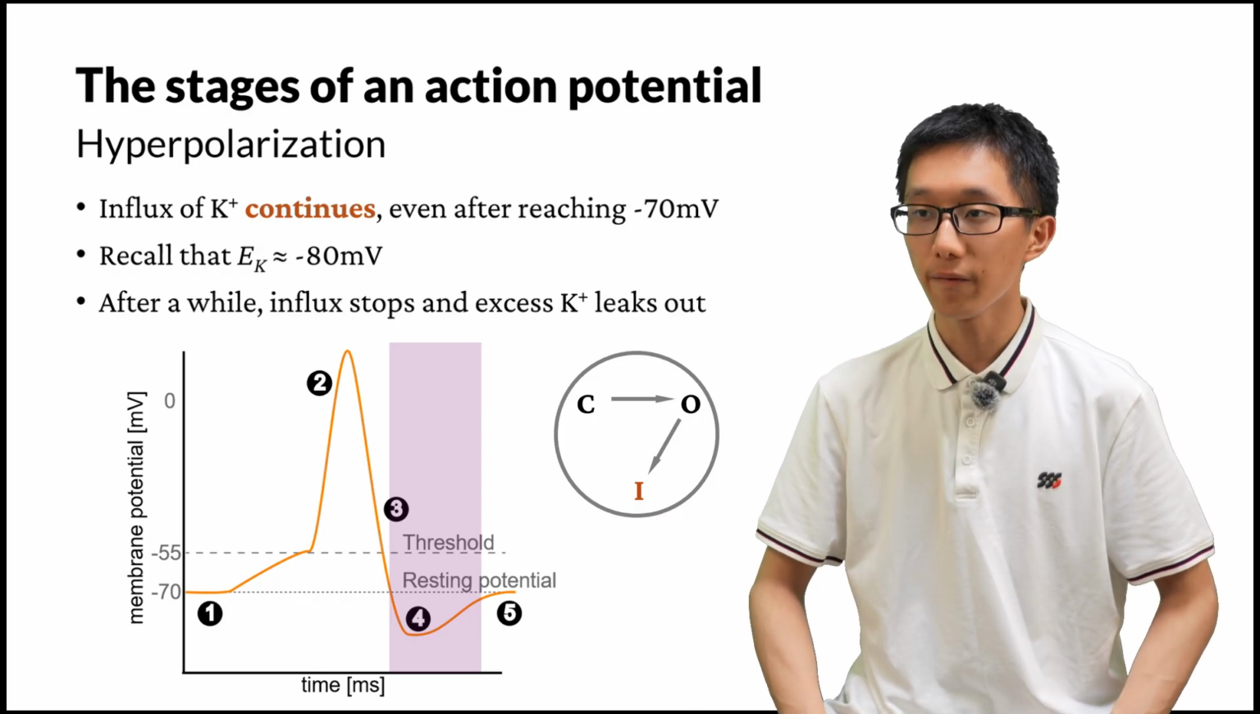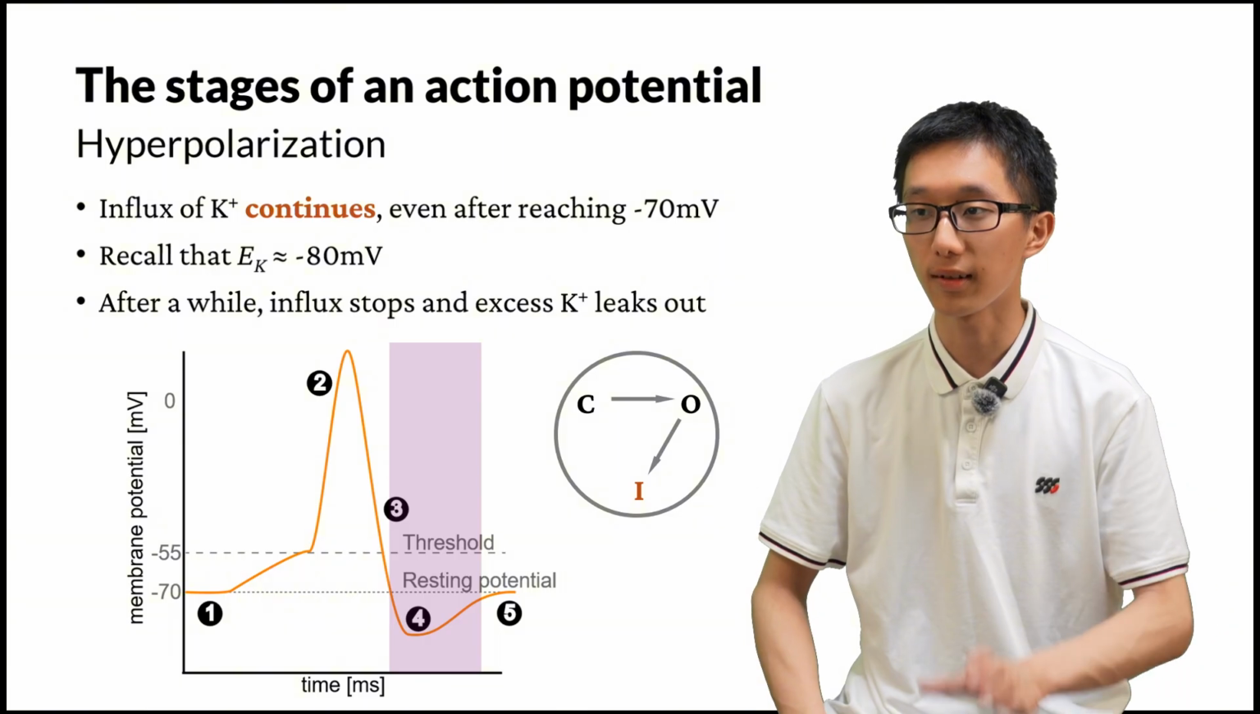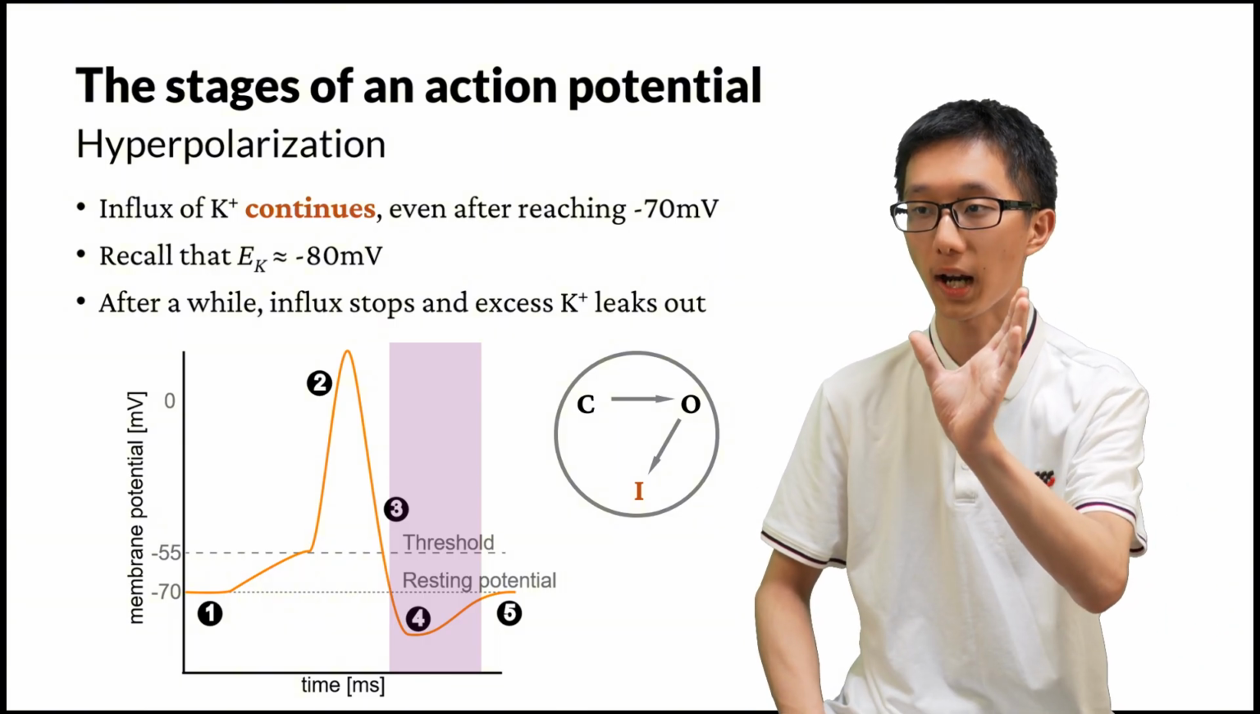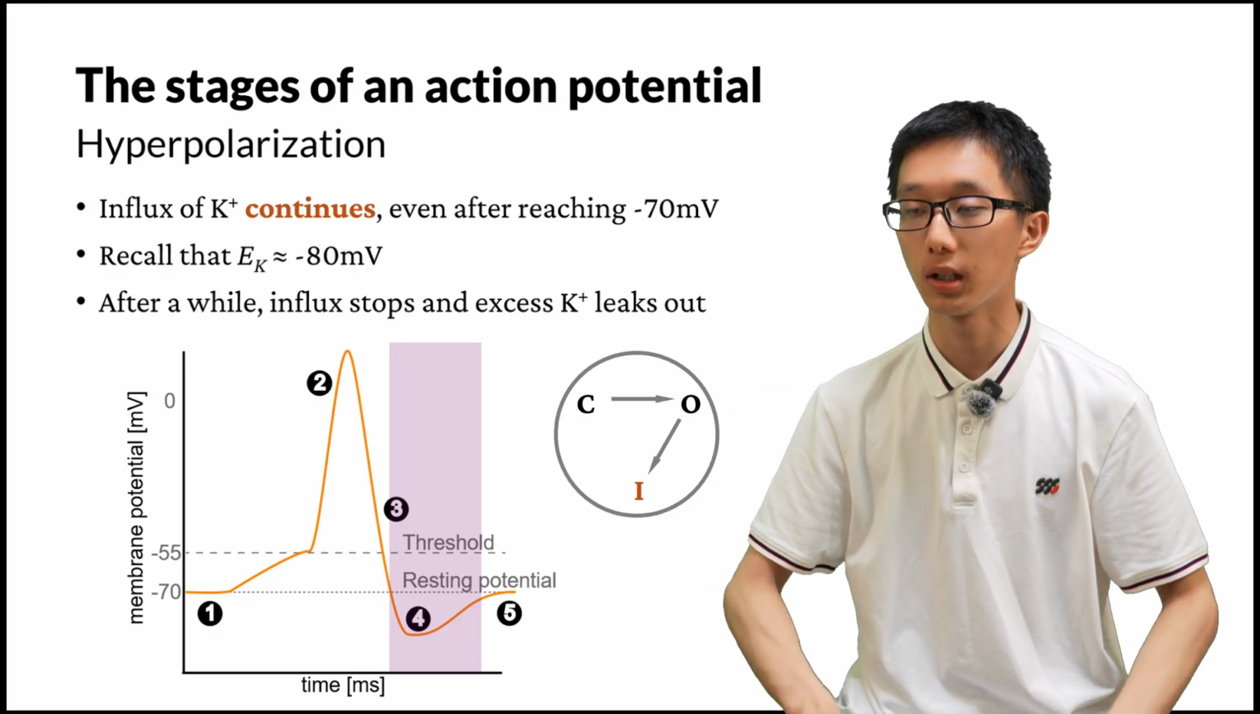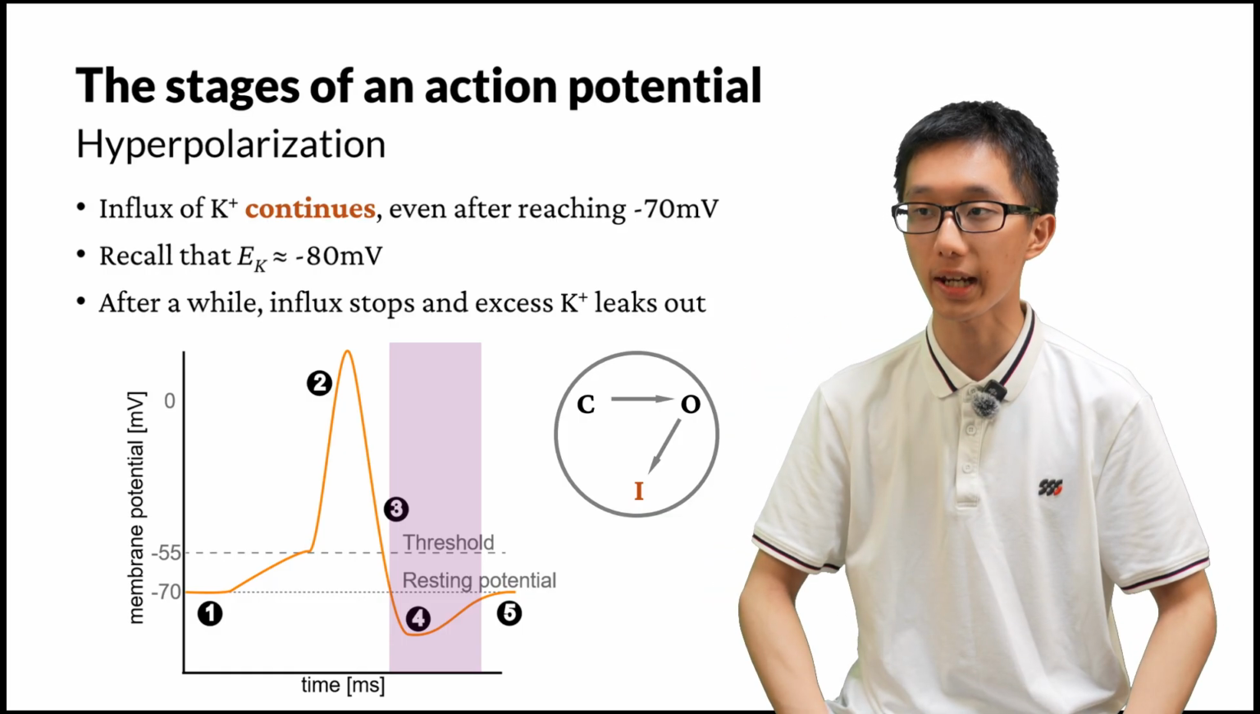After a while, the efflux of potassium stops, as we can see in the local minimum of the graph, and excessive potassium ions begin to leak out, returning the neuron to resting state, finally.